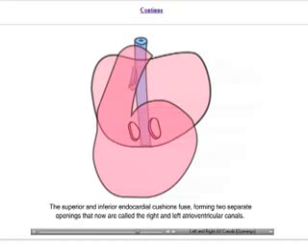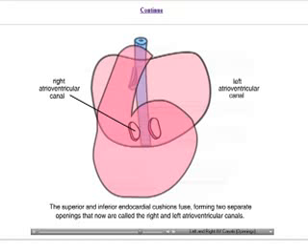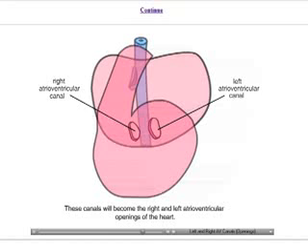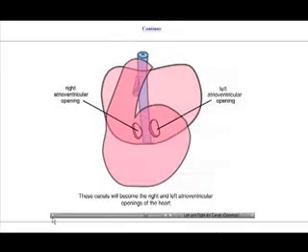The superior and inferior endocardial cushions fuse, forming two separate openings that are now called the right and left atrioventricular canals. These canals will become the right and left atrioventricular openings of the heart.